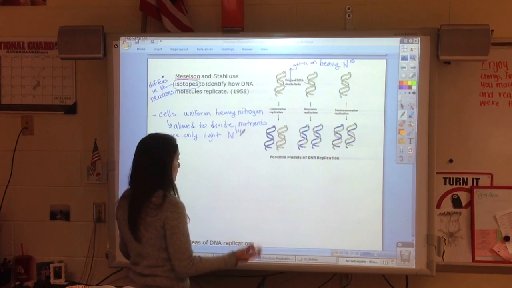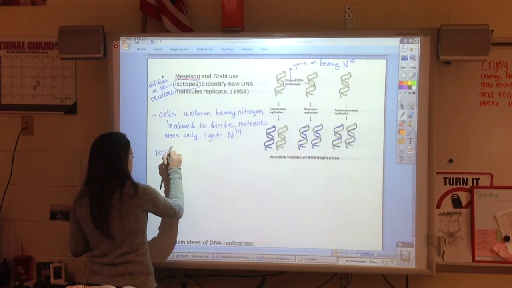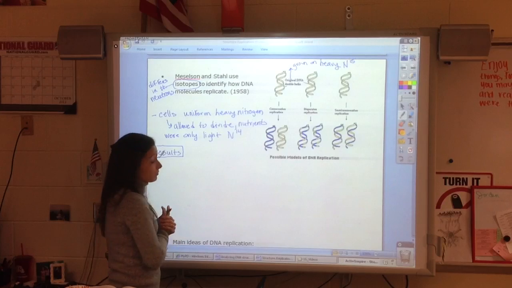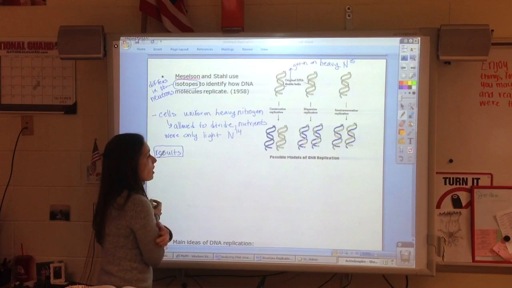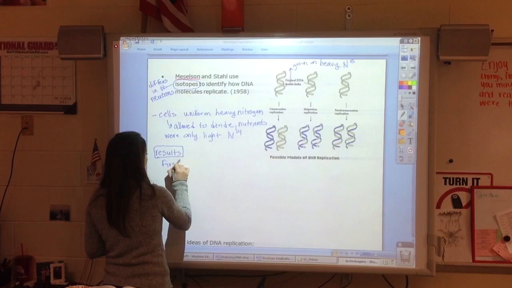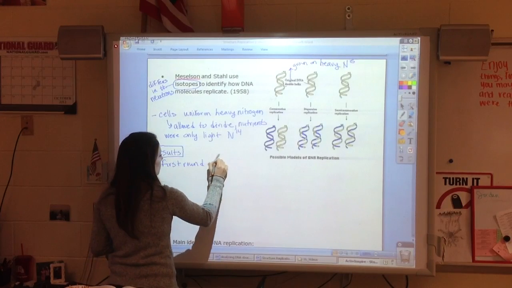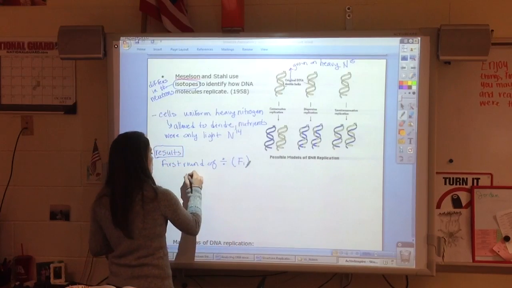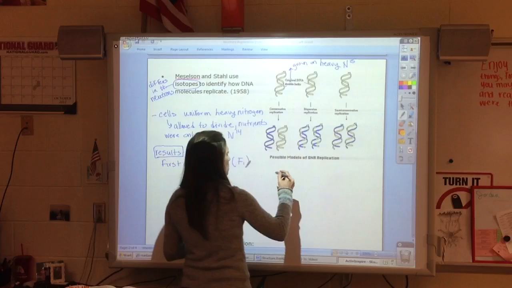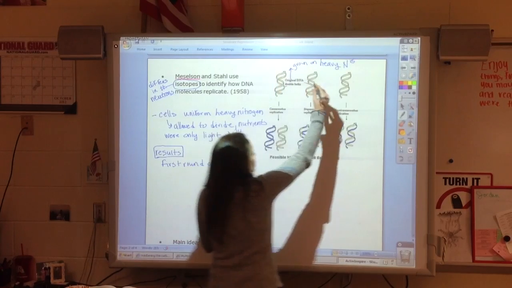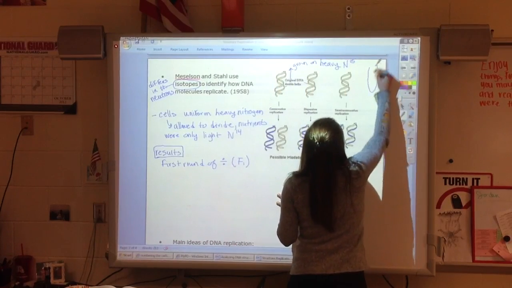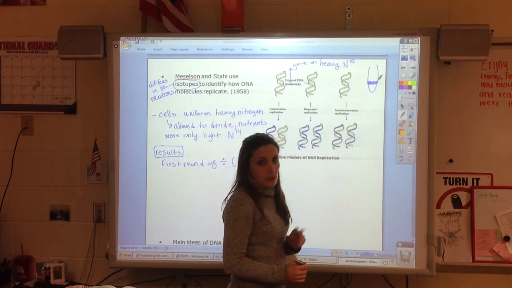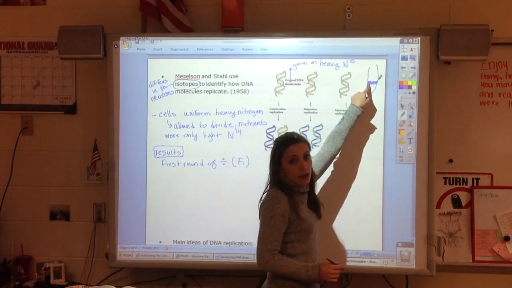So what did we see? The results of Meselson and Stahl. And this is actually an experiment that the AP curriculum wants you to know. The results are that after the first round of division, so this would be like our F1 generation, they saw that, so what this looked like in the test tube was that there was one band of heavy, that all of the DNA in the cells were heavy.